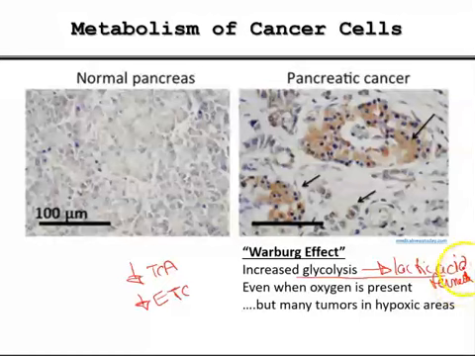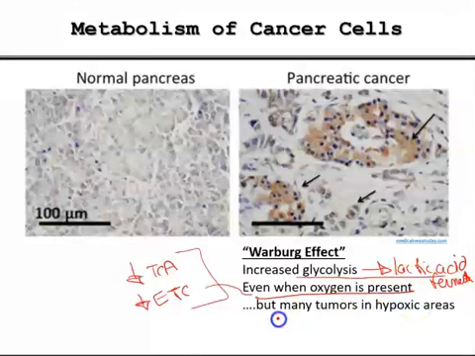These pathways give us a lower overall yield of ATP, but because the pathways are running with such high flux, there's a lot of ATP being produced. So cancer cells, even when oxygen is present, will not be running TCA and ETC.